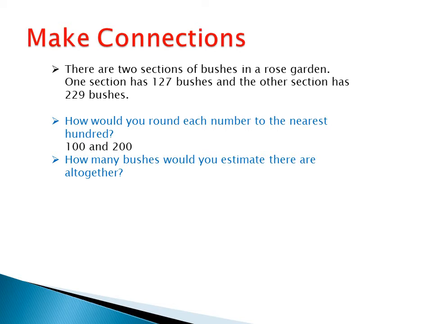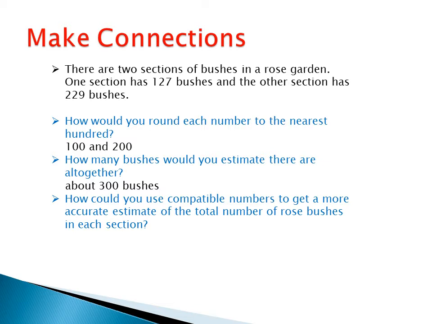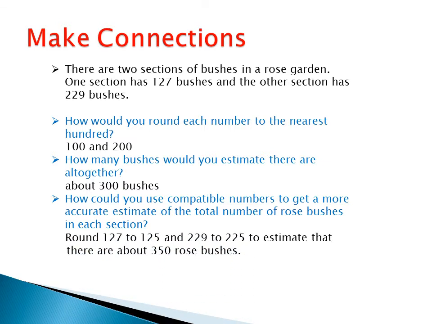Remember, when you estimate, you don't give the exact sum. It is about 300 bushes. Excellent, very good. How could you use compatible numbers to get a more accurate estimate of the total number of rose bushes in each section? Round 127 to 125 and 229 to 225 to estimate that there are about 350 rose bushes.